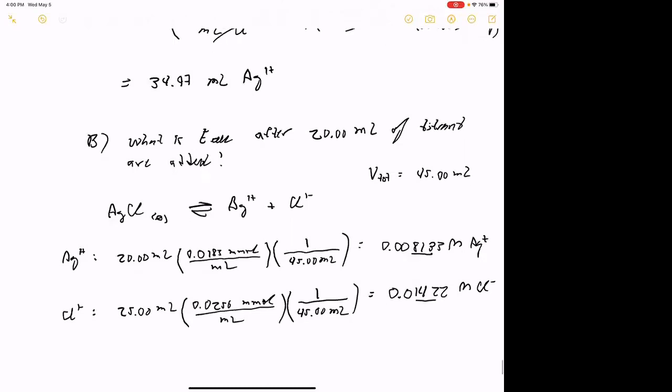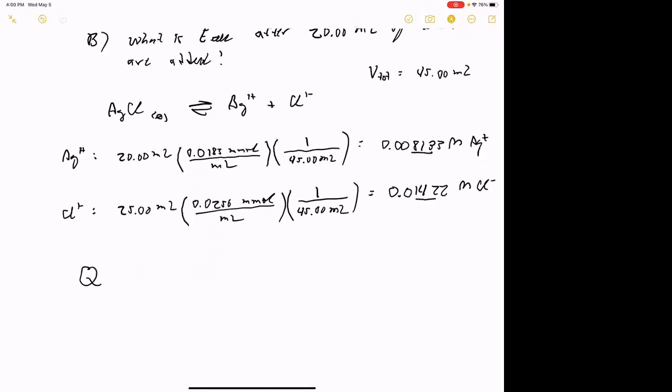All right, so let's calculate a Q. That's an ion product, right? So it's basically the concentrations of each thing that I've got. So I need the diluted concentration of the silver ion times the concentration of the chloride ion. I got both of those, so it's going to be the product of those two. All right, and my ion product turns out to be 1.16 times 10 to the minus fourth.